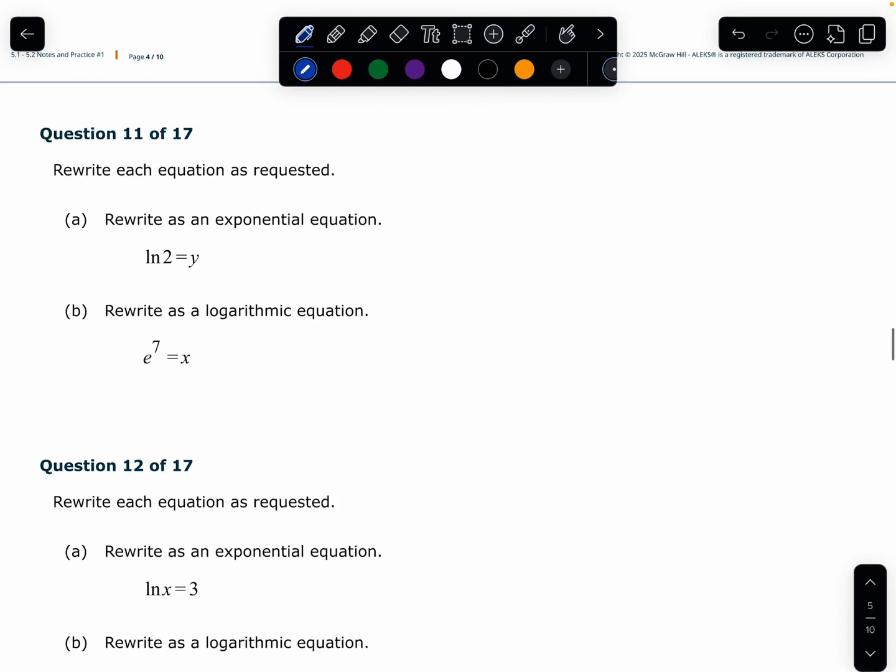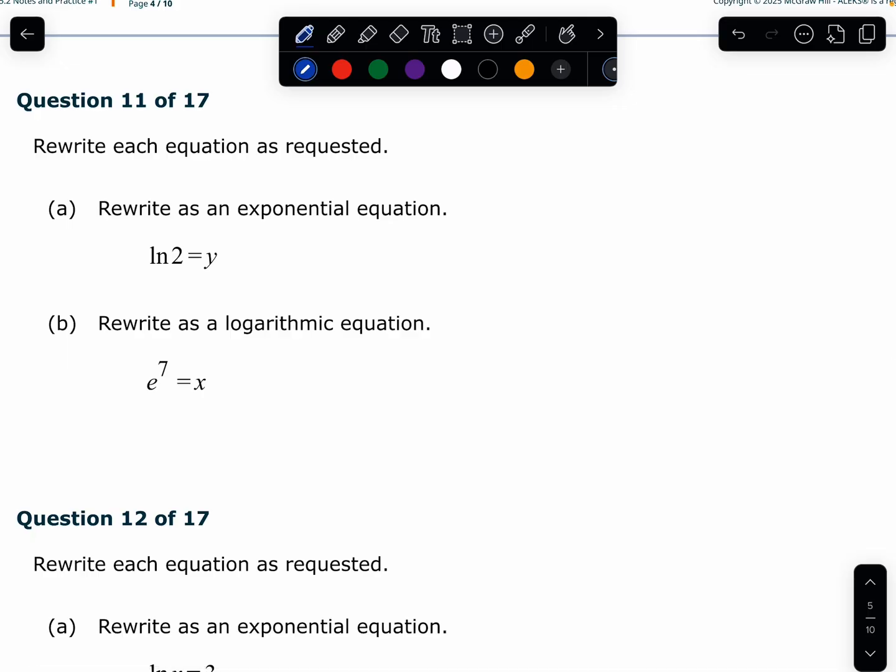I think 11 will be very similar, so rewrite each equation as requested. So we have natural log of 2 is equal to y, write as an exponential. Well, because this is a natural log, the exponential will have a base of e, y will be the exponent, and it will equal 2. Then e to the 7 is equal to x, and we want to write this as a logarithm. We're going to have to use natural log notation because we have a base of e. I know that logarithms always equal exponents, so this must equal 7, and that means x has to be my argument.